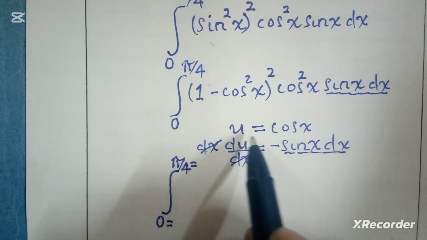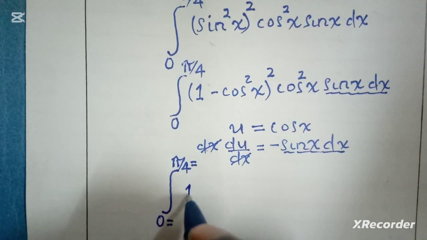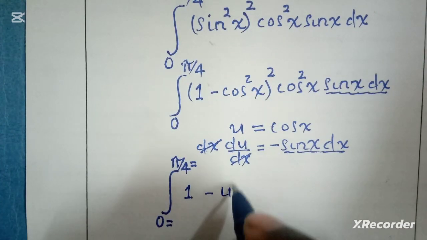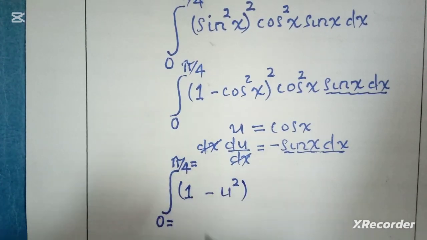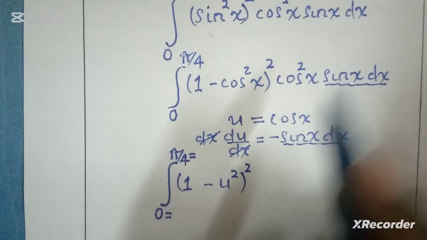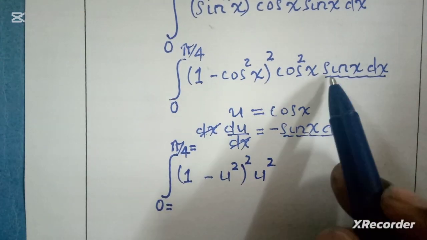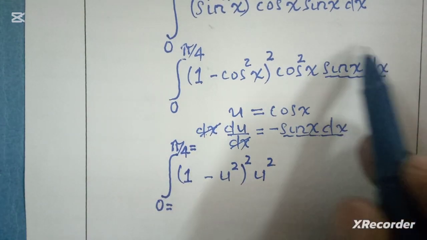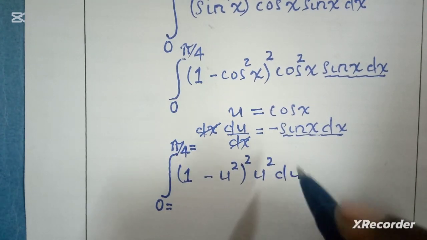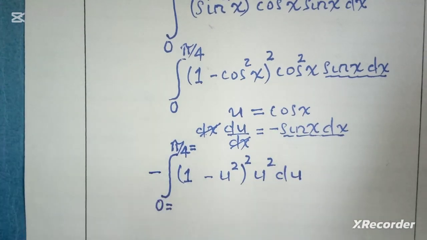I can now replace my u, the cos x with u. So we shall have 1 minus, now this one is going to be u squared, and then we have squared there. This one is u squared, and guys, now we are remaining with this. We replaced all of this with du, taking care that this negative will not be lost. So I'll put my negative here like that.